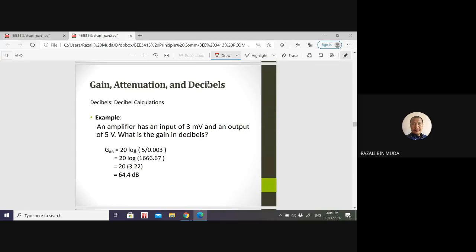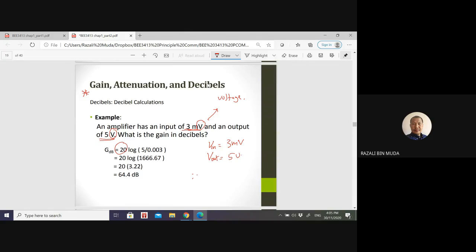An amplifier has an input. Okay, let's see this equation. One. An amplifier has an input of 3 millivolt and an output of 5 volts. So now you have voltage, right? So for voltage, the equation is 20 log. So the input V in is 3 millivolt, and the output voltage V out is equal to 5 volts.